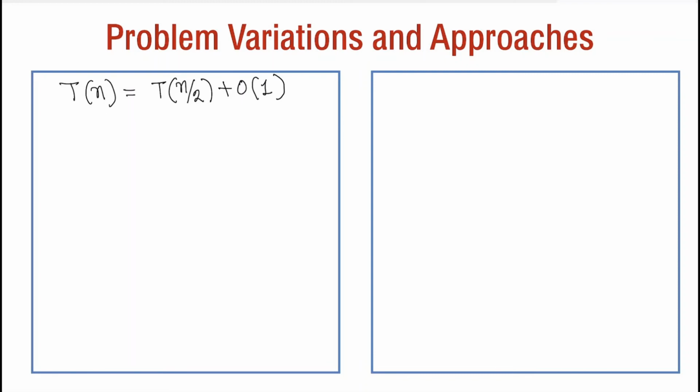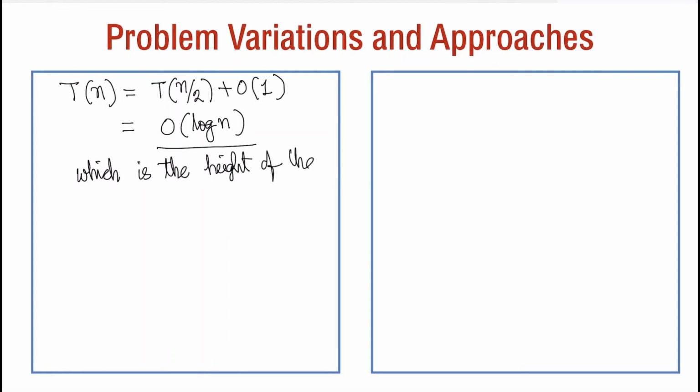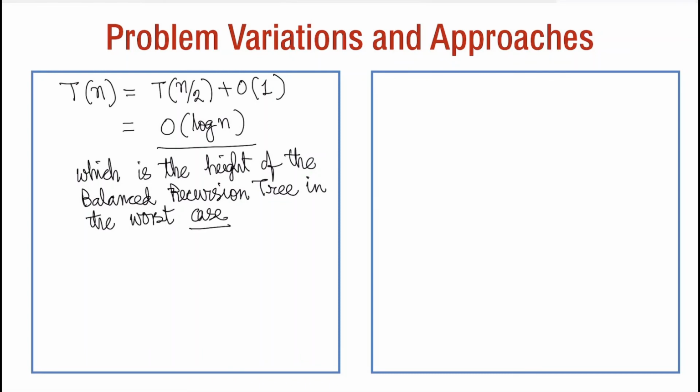Now somebody could have asked us about other options. This complexity leads to order of log n, which is the height of the balanced recursion tree in the worst case. We could have found the solution at any earlier point, but in the worst case it will go right down to the base of the tree.